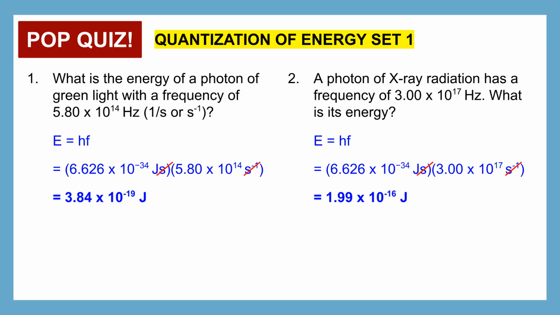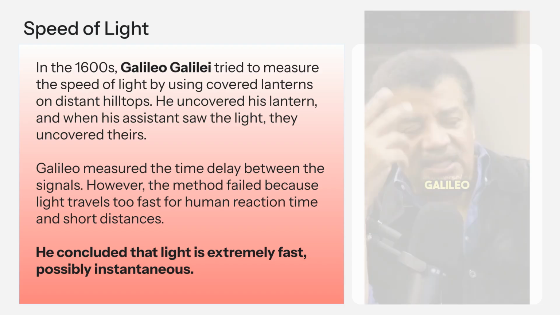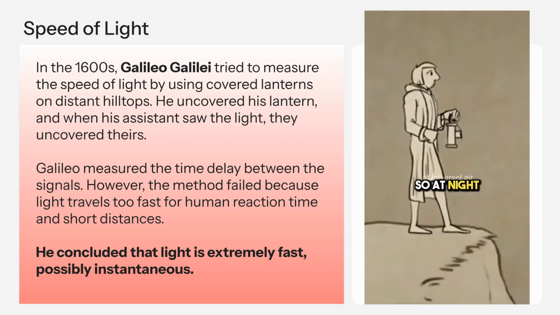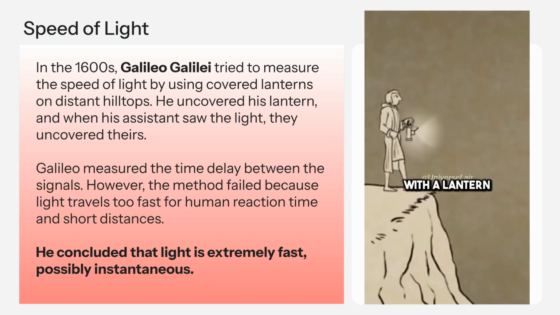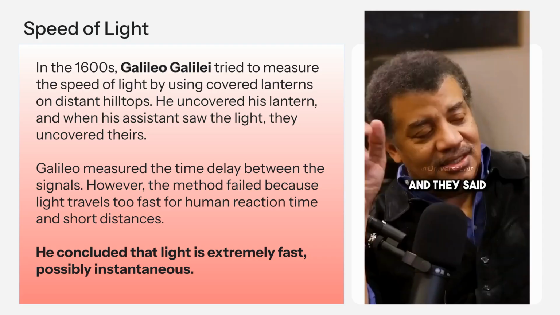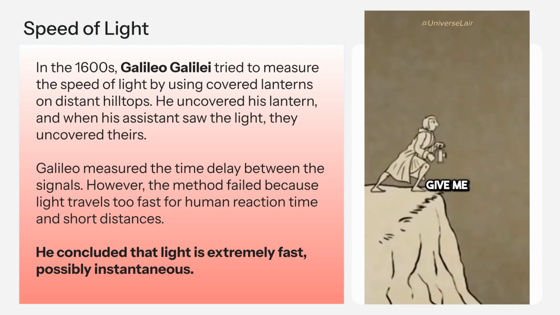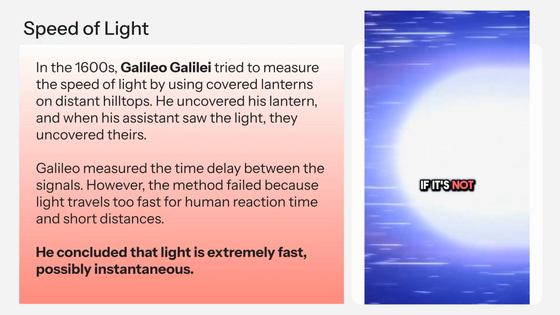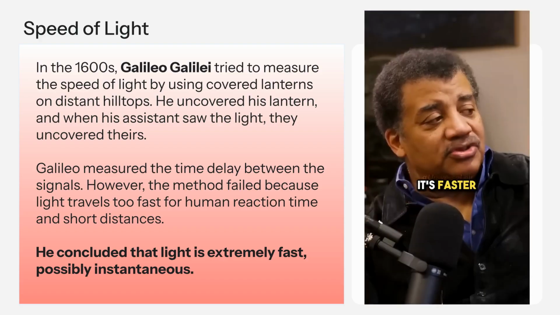Now that we can calculate wave properties, let us explore the historical attempts to measure the speed of light. Galileo is the first one known to try to measure the speed of light. So at night, he put somebody on a mountaintop with a lantern and a little shutter. He was on another mountaintop with a lantern and a shutter. And they said, when you see one, give me the signal back with the shutter. And he concluded, light, if it's not infinitely fast, it's faster than we can measure.